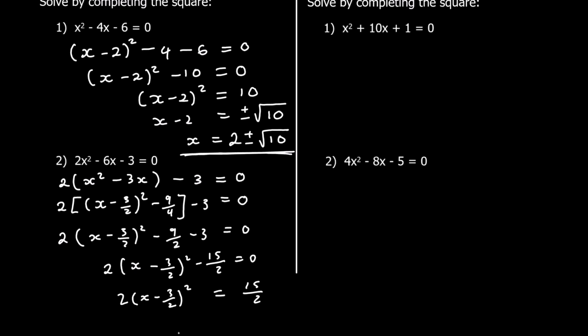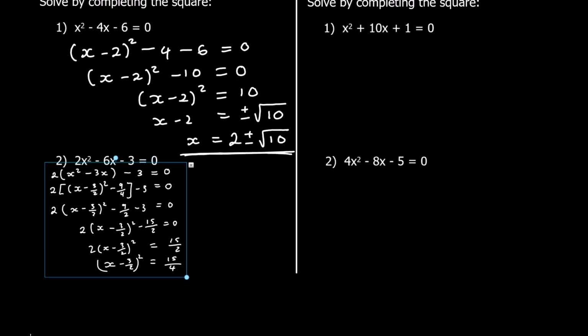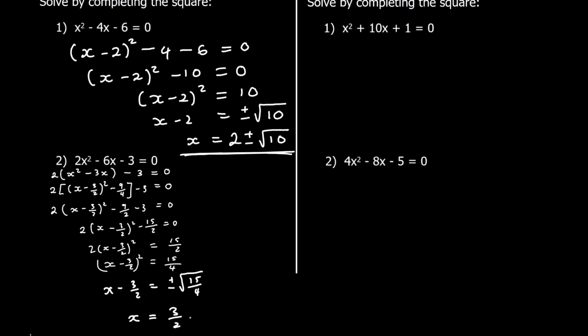Divide both sides by 2. Square root both sides. So that's x minus 3 over 2 is equal to plus or minus the square root of 15 over 4. And then plus 3 over 2 to both sides. So x is 3 over 2 plus or minus the square root of 15 over 4.